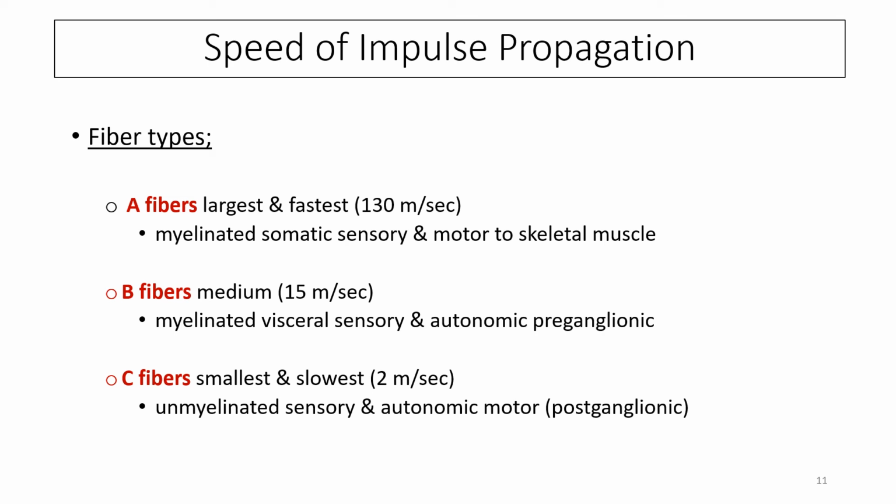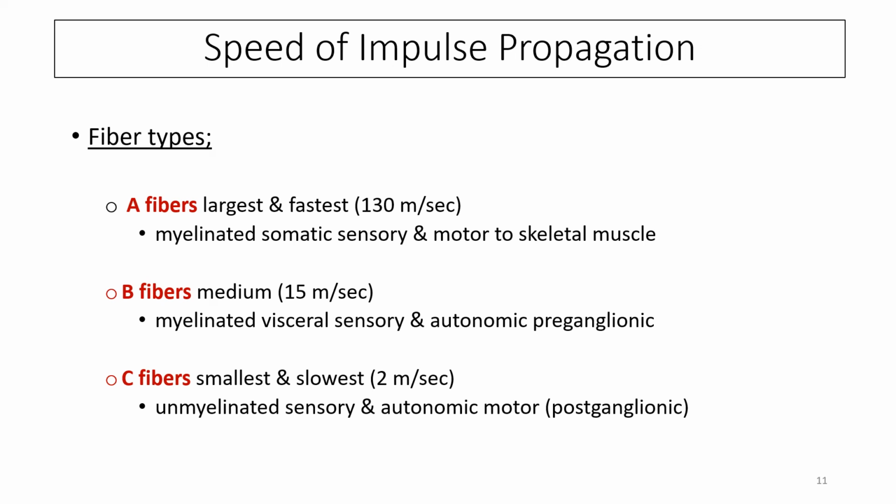On the other end of the spectrum, we have C fibers. C fibers are small diameter, unmyelinated, and they're the slowest. 2 meters per second, that's a big difference from 130 meters per second, carrying that impulse. And we see this with unmyelinated sensory and autonomic motor. Don't worry about the autonomic stuff at this point. We'll talk more about it later in the course. But C fiber pain, you do have to know this at this point, carries slow pain.